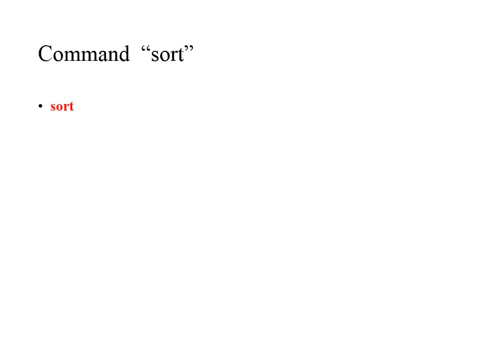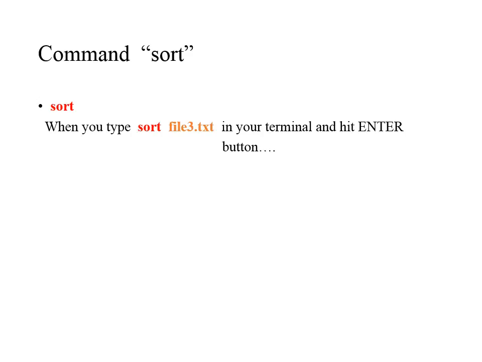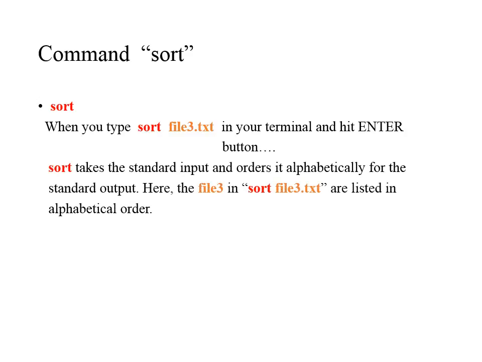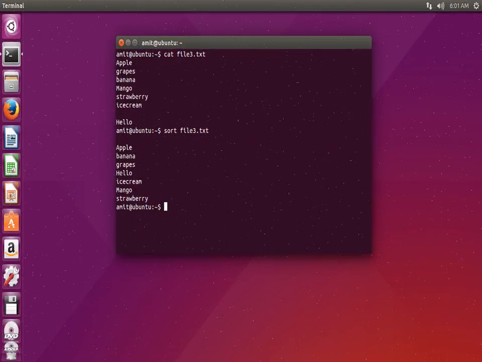Command sort. When you type sort file3.txt in your terminal and hit enter, the sort command takes the standard input and orders it alphabetically for the standard output. Here, the lines of file3.txt in sort file3.txt are listed in alphabetical order. As shown in the picture.